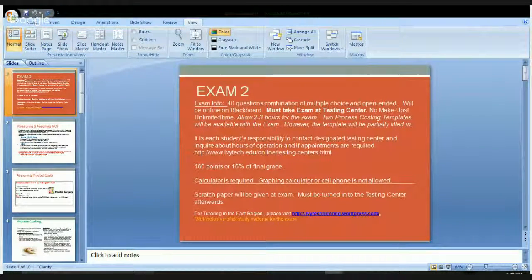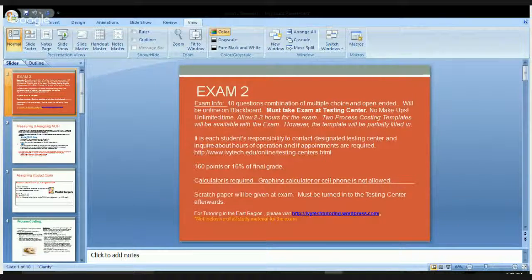Hello, class. So today we are going to be talking about exam number 2. Now, exam number 2 will be available starting Sunday night or Monday morning at 12 a.m. on November 2nd, and it will close at 11:59 on November 10th. This exam can be taken from home. You'll be given 3 hours to take the exam.